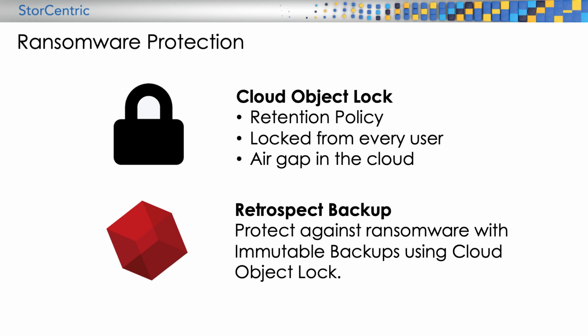Because cloud storage providers like Amazon S3 control the API, they can add features like Object Lock. This lock is a retention policy for a specific version of a file that is locked from changes from every user, including the administrator. You can think of it as a virtual air gap in the cloud, because there is no way, barring closing the account, to delete that version of the file before the retention date is passed.